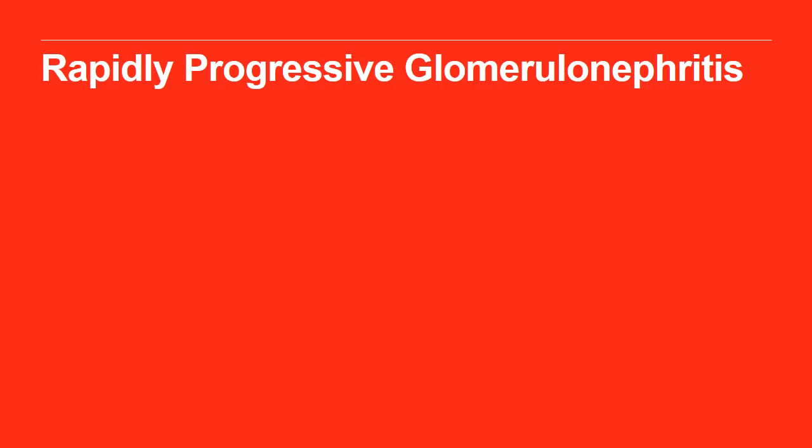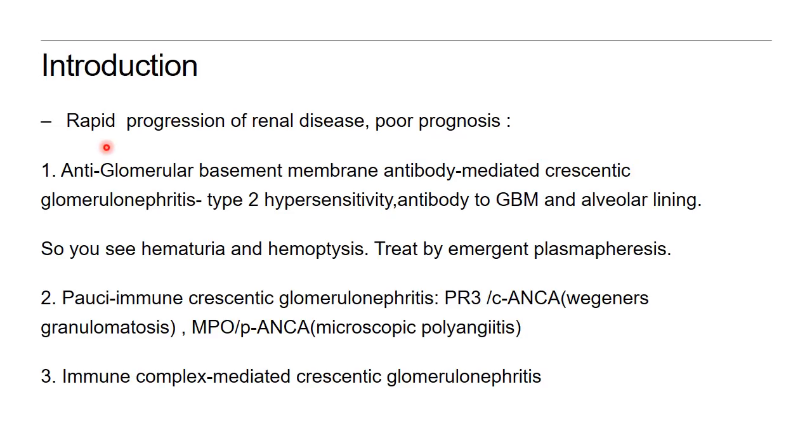The next entity is rapidly progressive glomerulonephritis. Remember, when there is a rapid progression of a disease, it carries a very poor prognosis. We have three entities under this. The anti-GBM, antibody-mediated crescentic glomerulonephritis. This is a type 2 hypersensitivity reaction where there are antibodies to GBM.